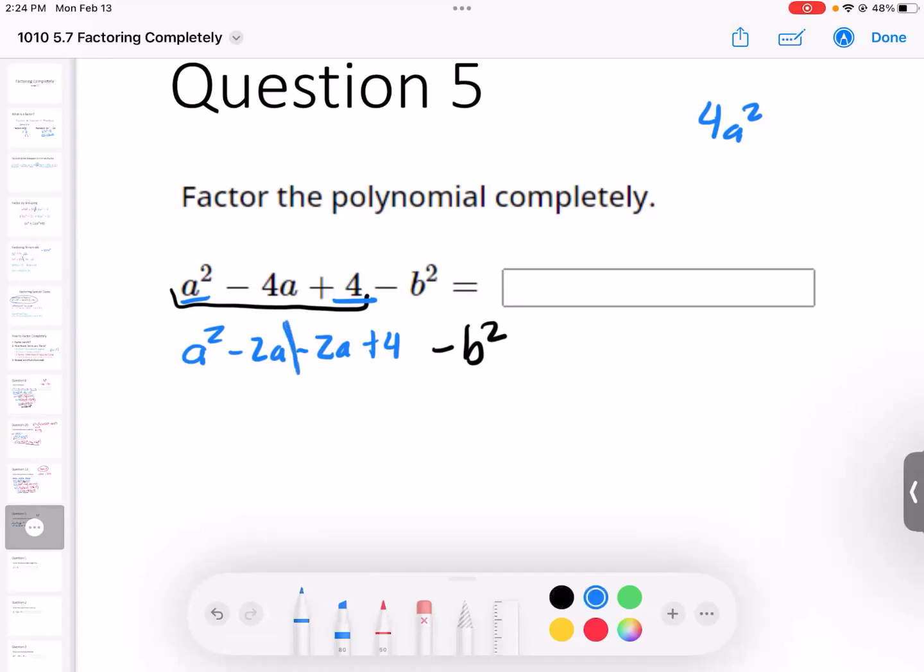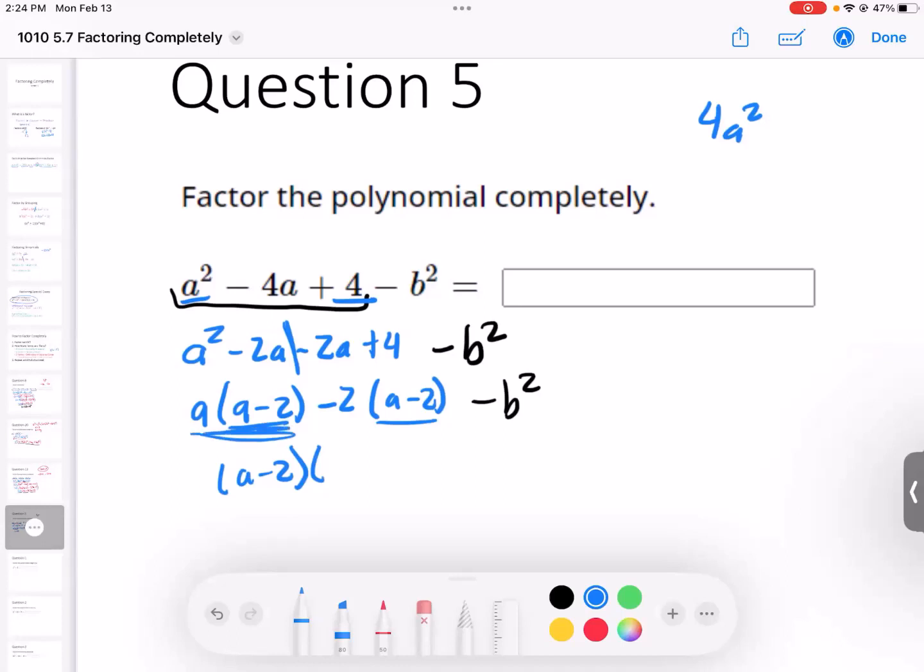So then I'll split it up into 2 groups. I have an A in common, which leaves A minus 2. The second group has a negative 2 in common, which also leaves A minus 2. And then I have this negative B squared at the end. Then I'll factor out my common A minus 2 terms. So I get A minus 2, and when I take this first term and divide by A minus 2, I get A. When I take this one and divide by A minus 2, I get negative 2. And then I still have this minus B squared.